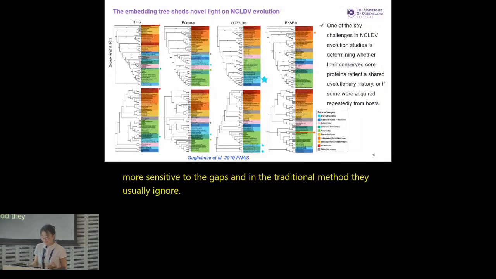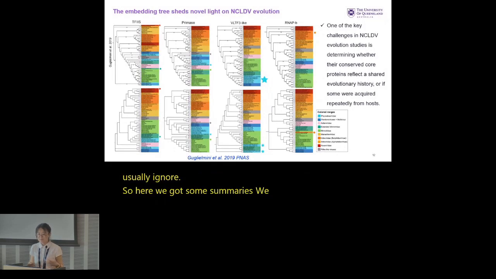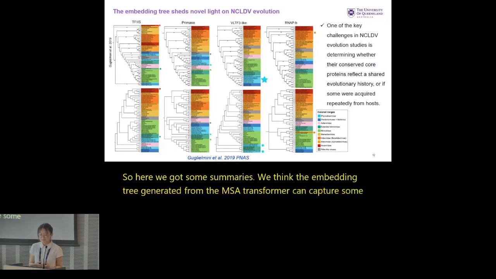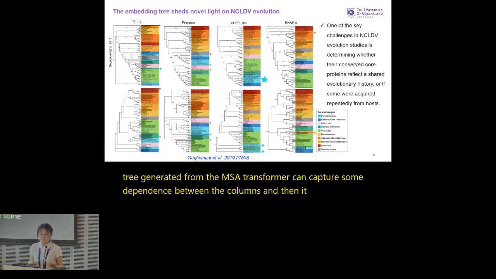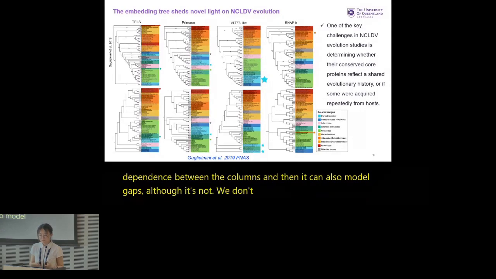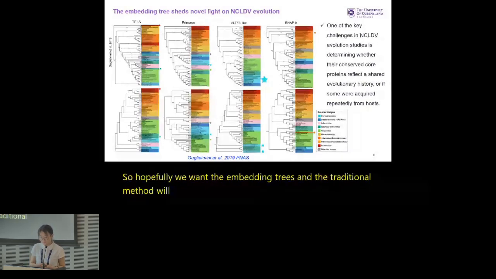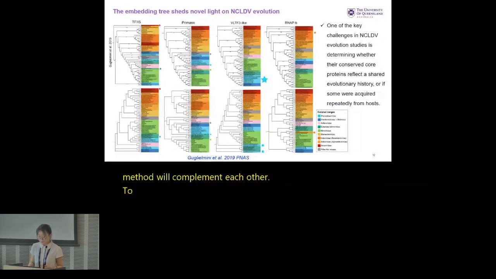So here we have some summaries. We think the embedding tree generated from the MSA transformer can capture some dependence between the columns, and it can also model gaps, although we don't know if it's correct or incorrect to model gaps, or whether modeling gaps will improve phylogenetic research. So hopefully the embedding trees and the traditional method will complement each other to display the evolution of the proteins.